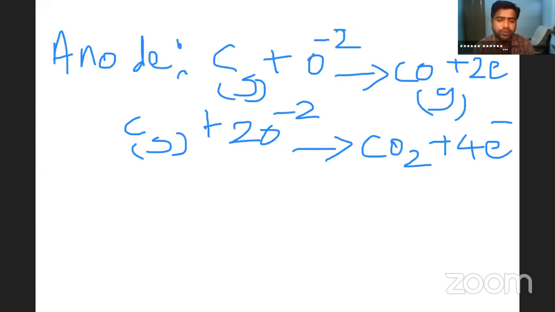We are going to produce carbon monoxide as well as carbon dioxide. Okay, yes, very good. So next one, the reaction in terms of the cathode side.